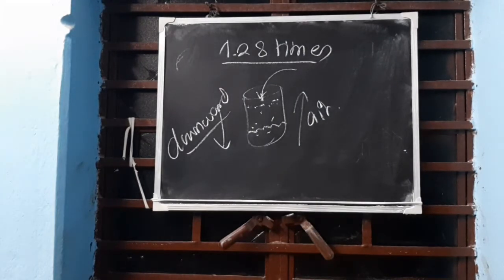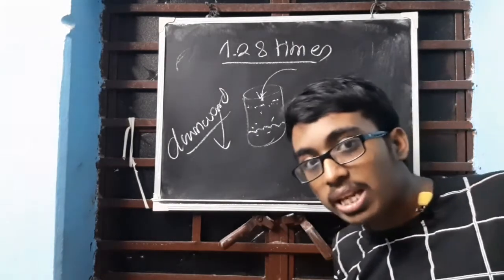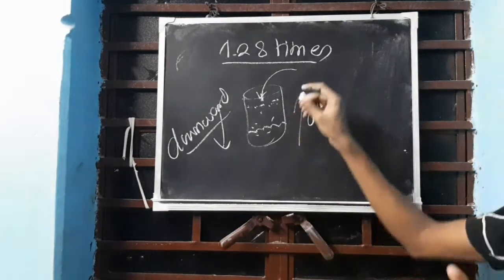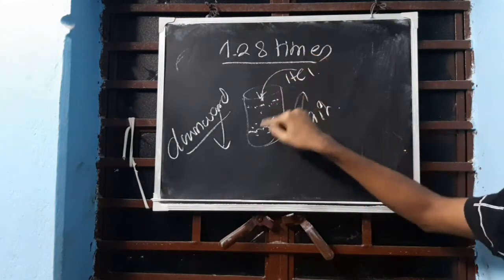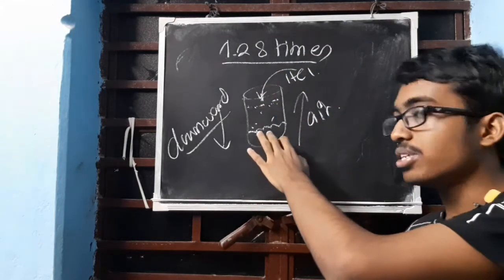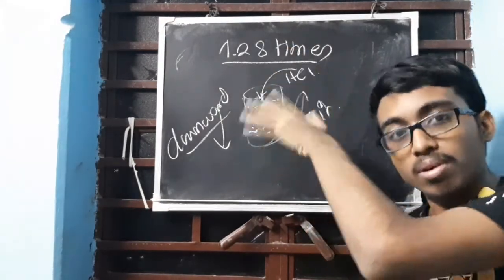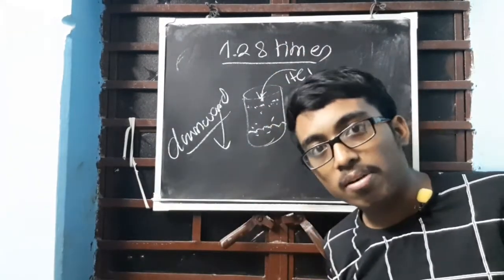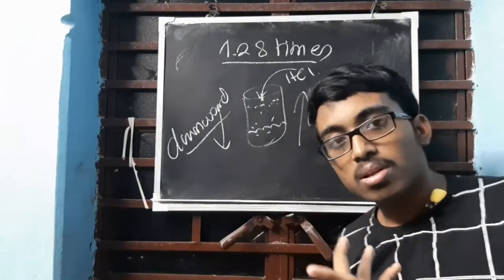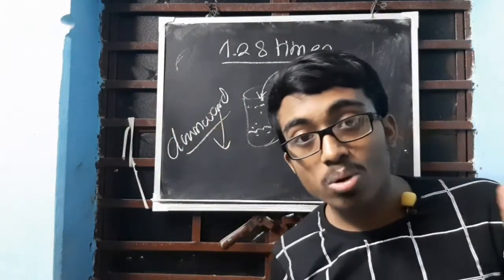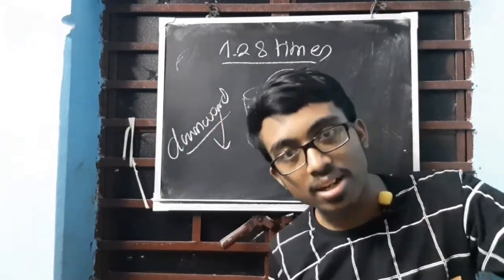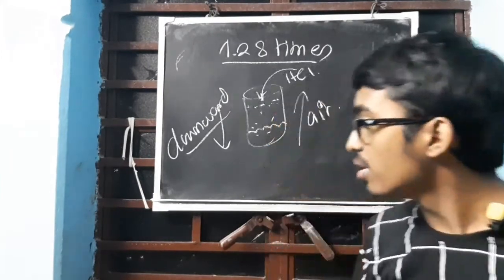Understood? Why are we telling it so? Understand. HCl is being inserted. So HCl will gradually settle over here and air will go above. So air is going above. So upward displacement of air. You cannot write downward displacement of air. No, that is wrong. Something has to be lighter than air for downward displacement of air, right?